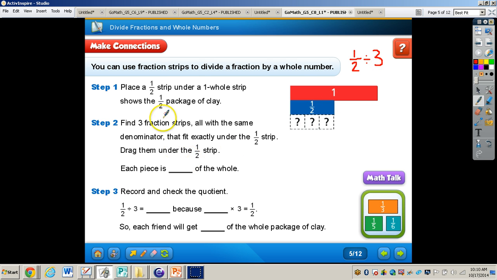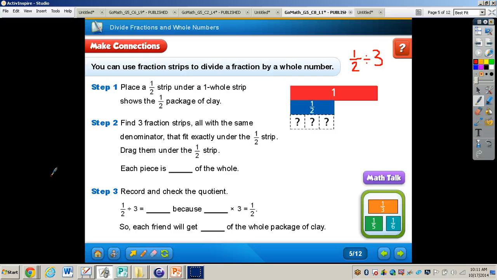Okay, so place the half strip under 1 whole strip. This shows the half package of clay. That's being represented within our problem because she shared a half package of the clay equally among herself and each of her 2 friends.